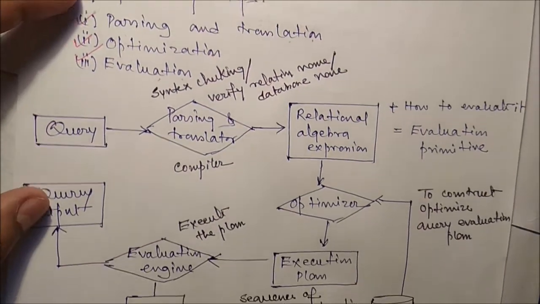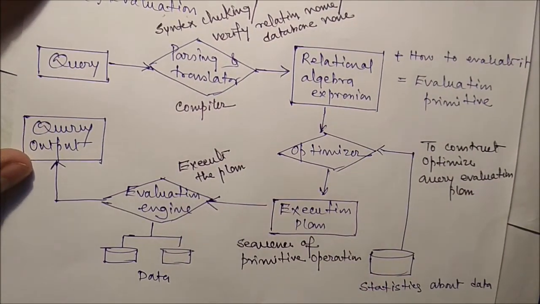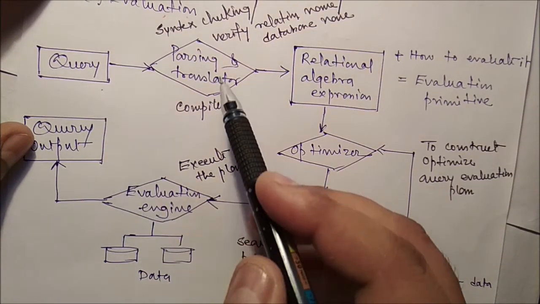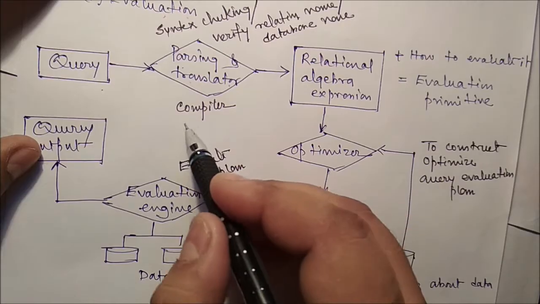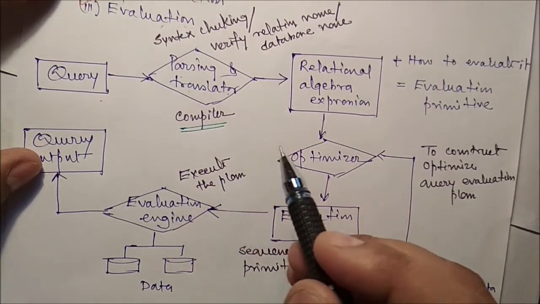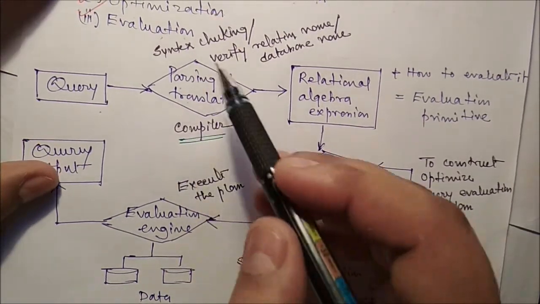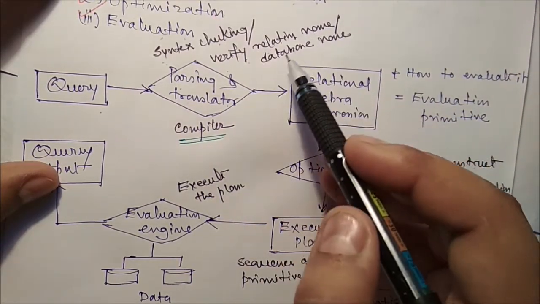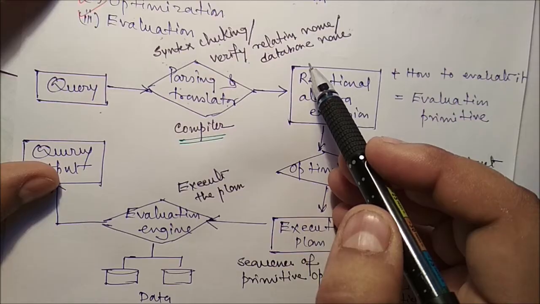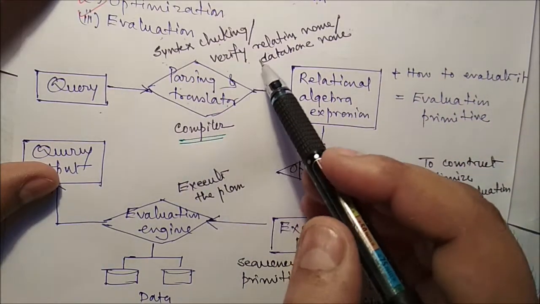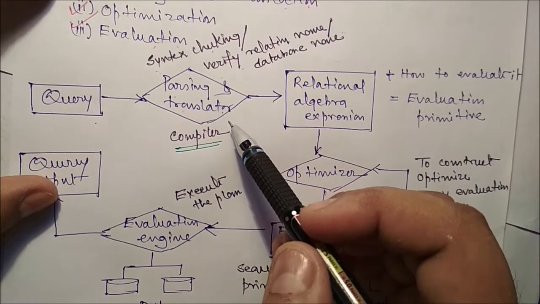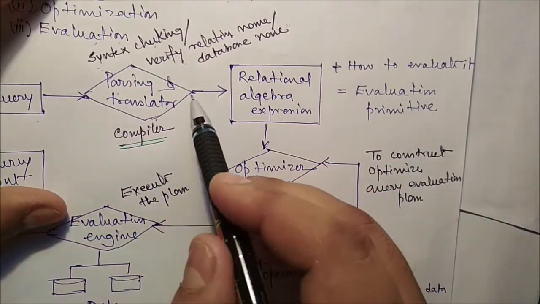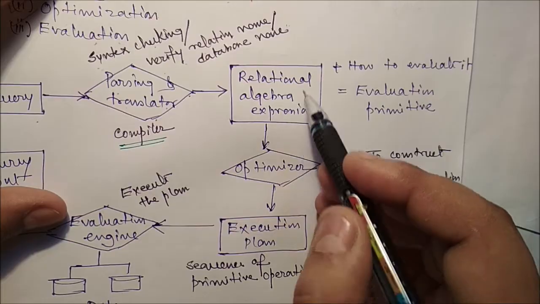Now we can see the query processing steps. Here we can see this is a query. The next is the parsing and translator. It is like a compiler. Here the task is syntax checking, verifying the relation name, table name, database name, and so on. So the first step, parsing and translation, is like syntax checking. Next, it converts the query into a relational algebra expression.